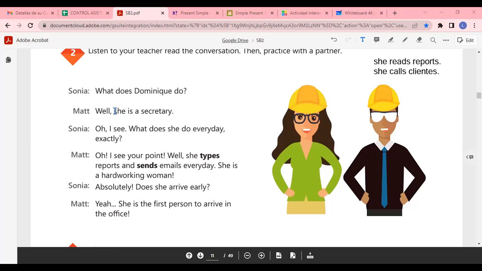Yo soy Sonia, ¿verdad? Yes, please. What does Dominic do? Well, she's a secretary. Oh, I see. What does she do every day exactly? Oh, I see your point. Well, she types reports and sends emails every day. She is a hardworking woman. Absolutely. Does she arrive early? Yeah, she is the first person to arrive in the office.